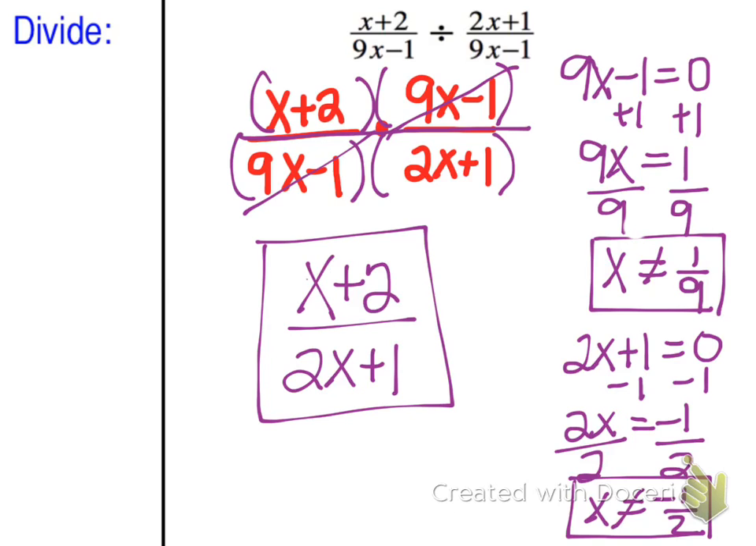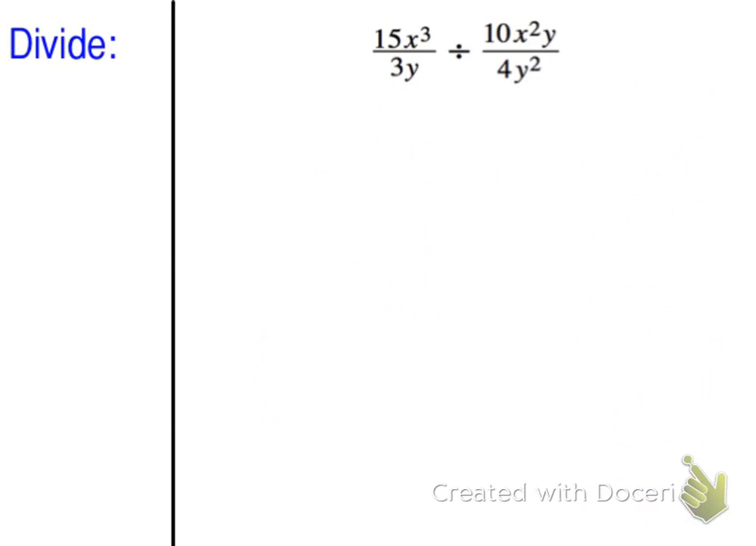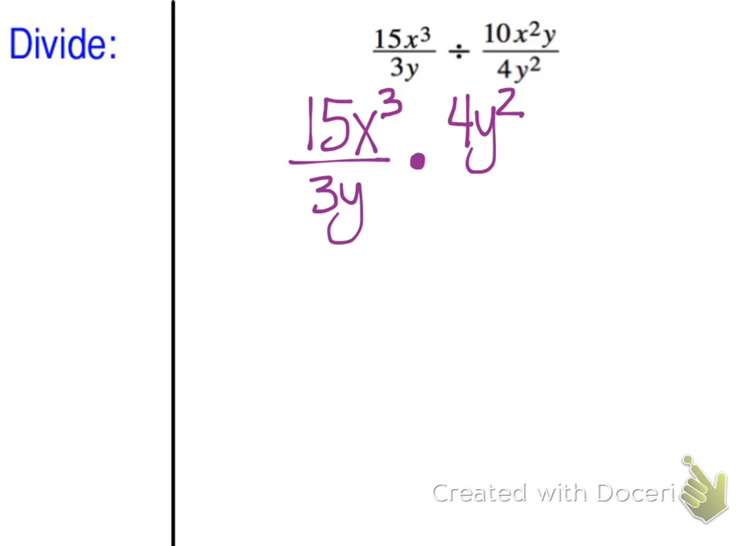Let's take a look at a last example here. We've got 15x to the third over 3y divided by 10x squared times y over 4y squared. So once again, a division question. Let's go ahead and switch it into a multiplication question. So our first fraction stays the same. Our second fraction gets flipped.